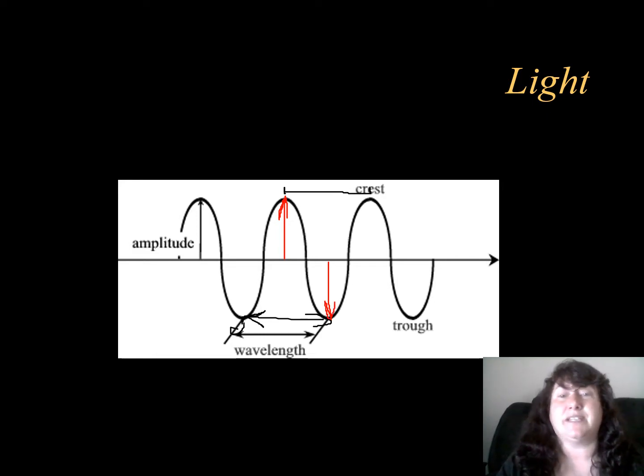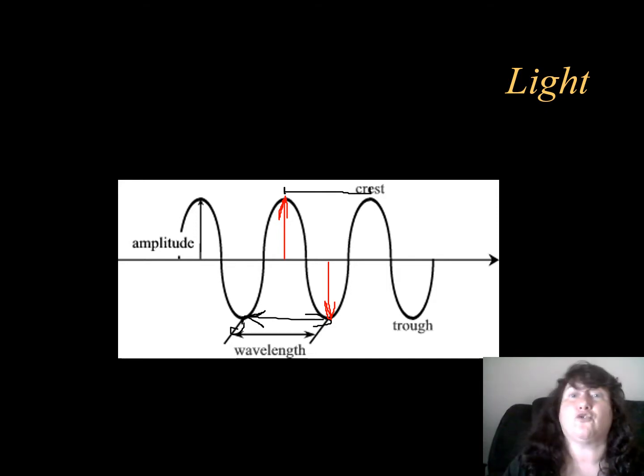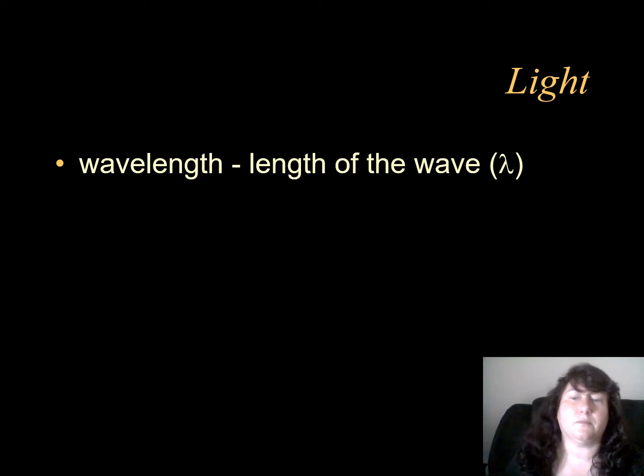And again, the distance from crest to crest or trough to trough is your wavelength, or the length of the wave. The length of the wave has the symbol of lambda. Notice that little character, it looks kind of like an upside down Y. That's lambda, it's a Greek letter.